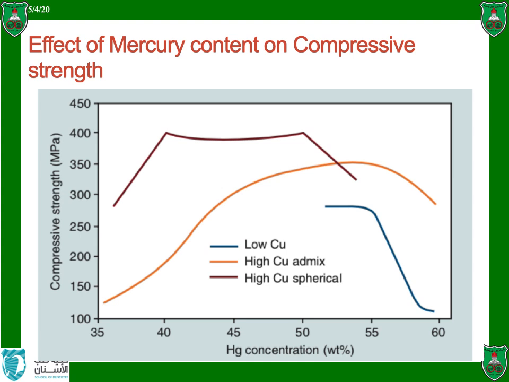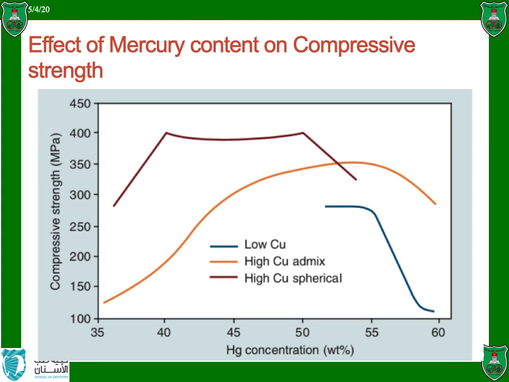The other material, the high copper admixed in the orange, you can see also from the curve that the material has low compressive strength from 35 to 45 or almost 50 of Hg concentration. Once you mix the material with 50% weight of Hg, you will see that this is the maximum compressive strength that you will get, around 350 megapascal. And if you increase the amount of Hg beyond 55, then you will have a decrease in the compressive strength. The same for the low copper content amalgam, the blue line.